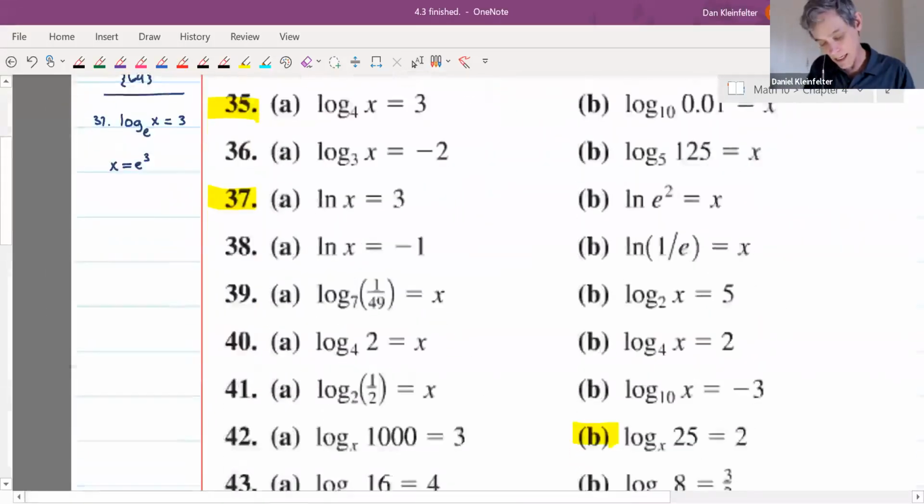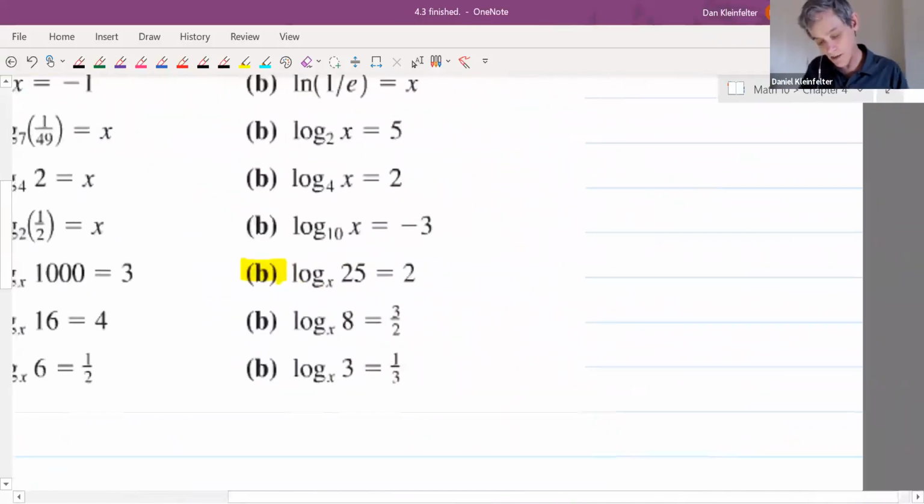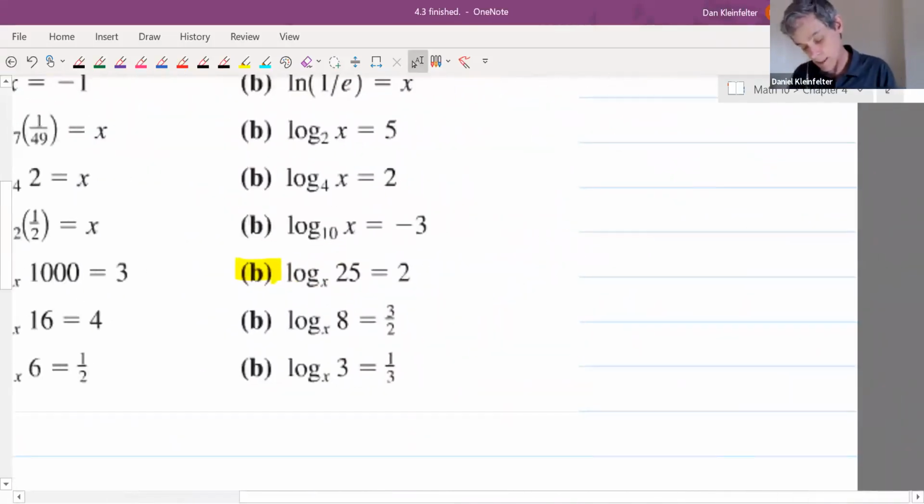Okay, and let's see, I've got one more over here. This one says log base x of 25 is equal to 2. So rewriting that in exponential form, we'll have x squared equals 25. And then taking square roots, x is going to equal 5.